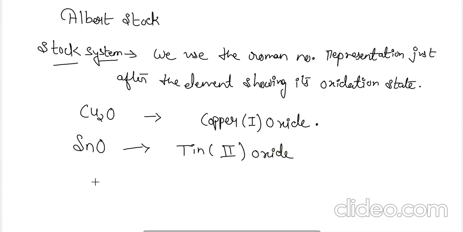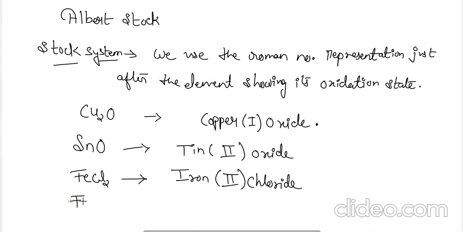Okay, for ferrous, if I am taking FeCl2, then it will be iron(II) chloride. But for FeCl3, I will use the numeral 3 here, iron(III) chloride. Okay, so it is creating more transparency in comparison to the previous method we were using.